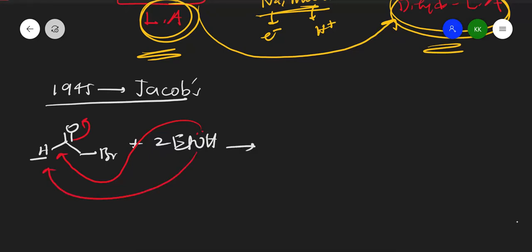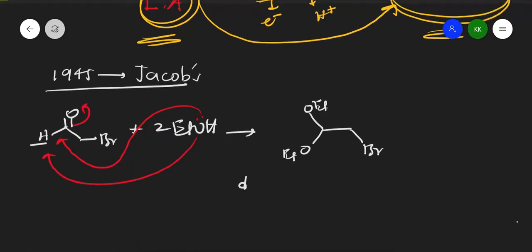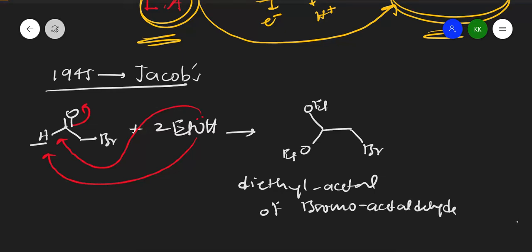This carbon has OEt, again this carbon has OEt, and here we have CH2Br. Other things remain as they are. You have studied these things; it is a simple reaction. He called it the diethyl acetal of bromoacetaldehyde, and he took this as the starting material. We got this starting material through the reaction I have written.